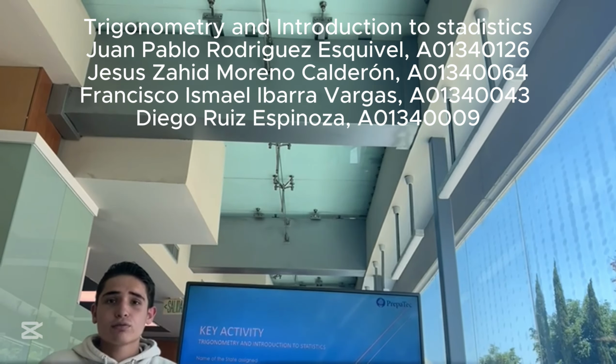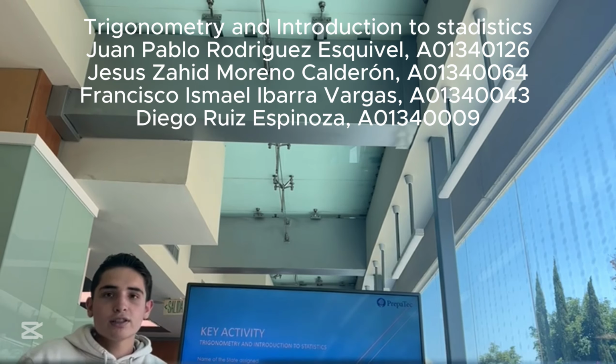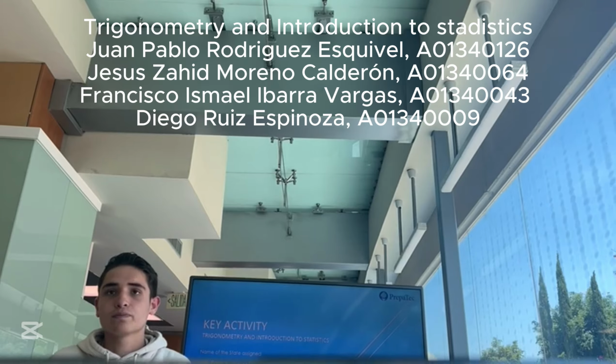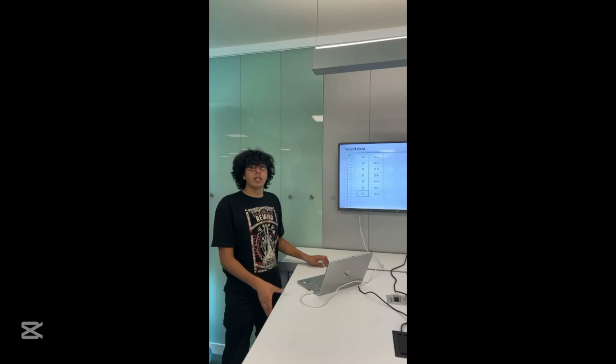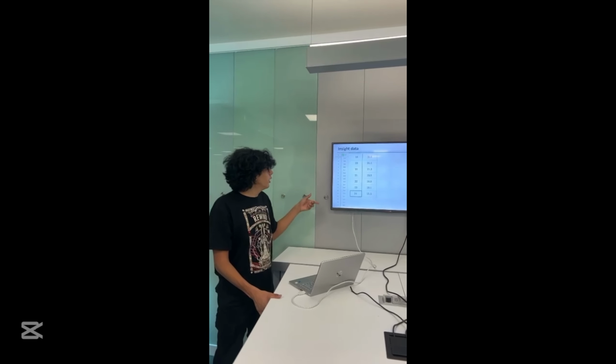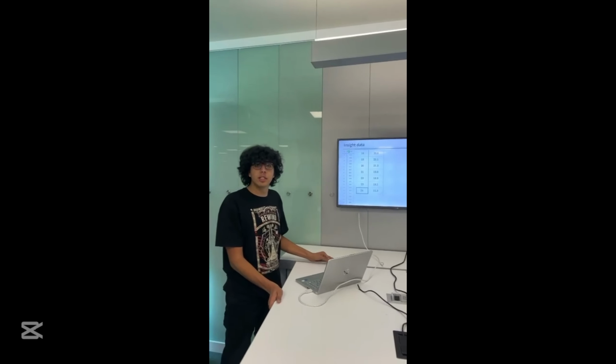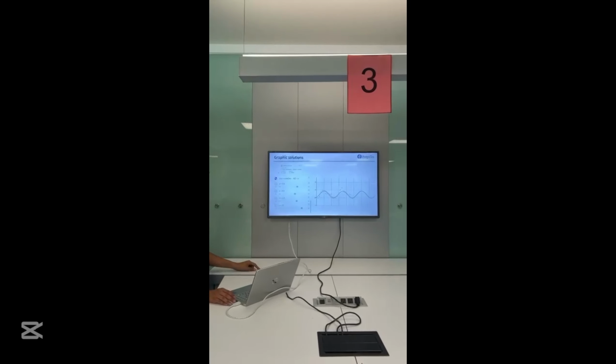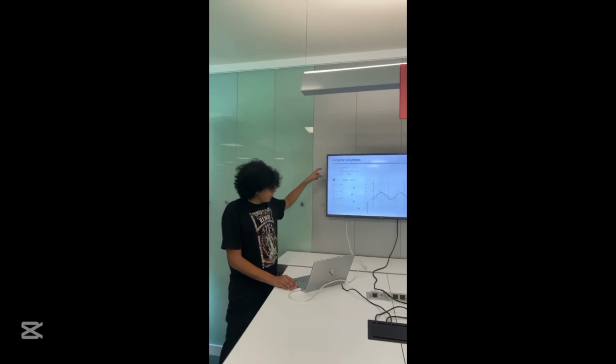And after doing all these things with all the data, we put them in Desmos. Okay, so first what we did is to gather all the information from both years in Morelos, and with that we were able to graph this function in Desmos.